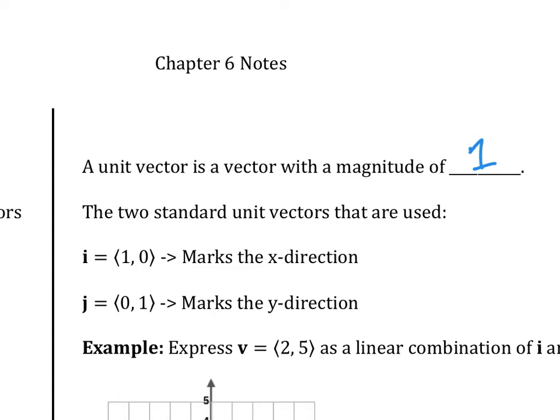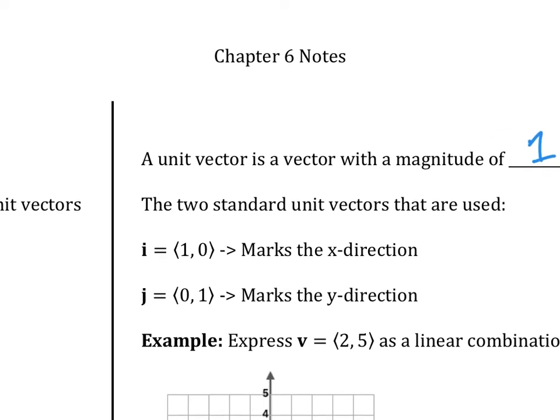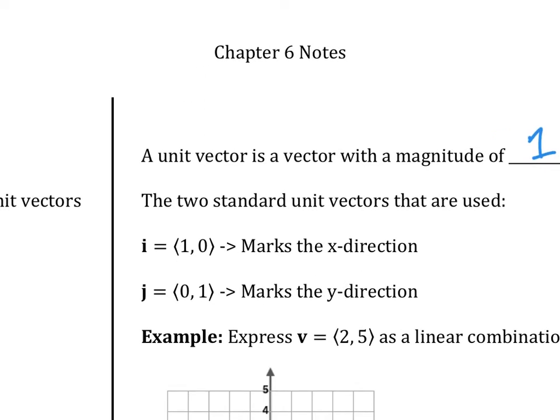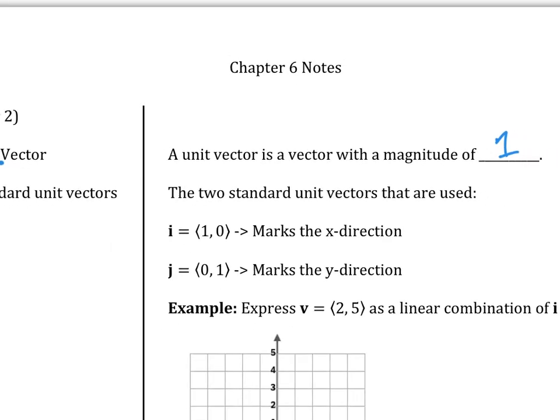There are two standard unit vectors. One is called the I vector, or just I. It is the vector 1, 0, and that marks the x direction. And then there is a j vector, 0, 1, which marks the y direction. So I'll show you what that means.